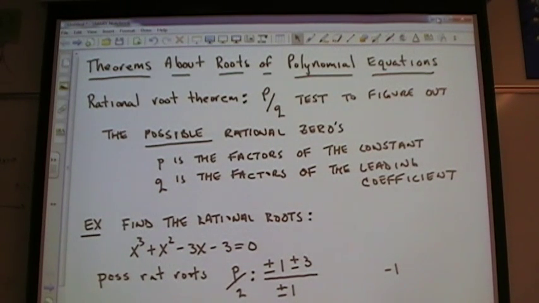Theorems about roots of polynomial equations. You don't have to prove theorems. We're not going to prove this. All right. The rational root theorem. Write that down.